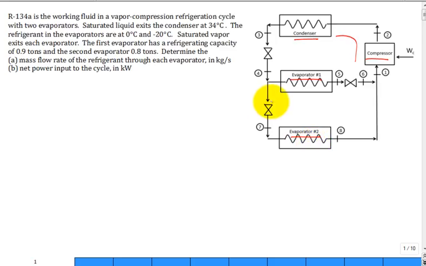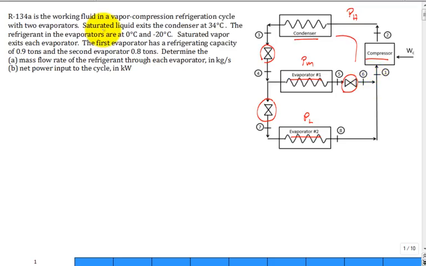So you can think of this as the pressure high, the pressure medium, and the pressure low. We have an expansion valve that drops it from high to medium pressure, and then from medium to low pressure. And then we still need another expansion valve to drop it when it comes out of that first evaporator, from medium back to low pressure. So we have three expansion valves, and we have two evaporators.